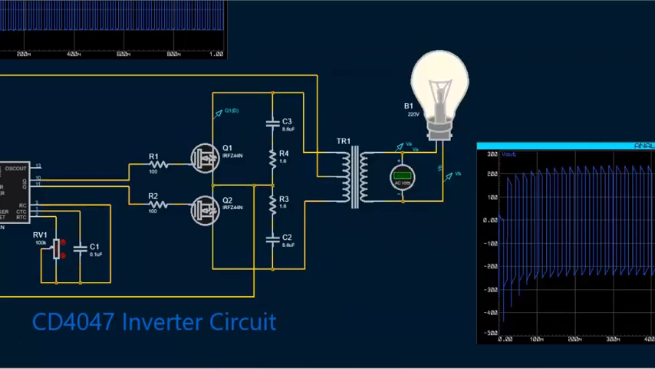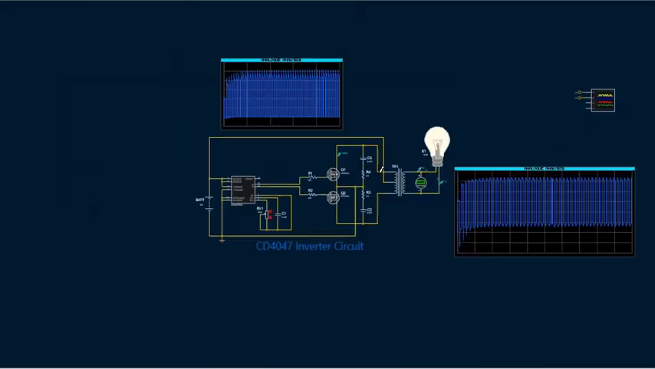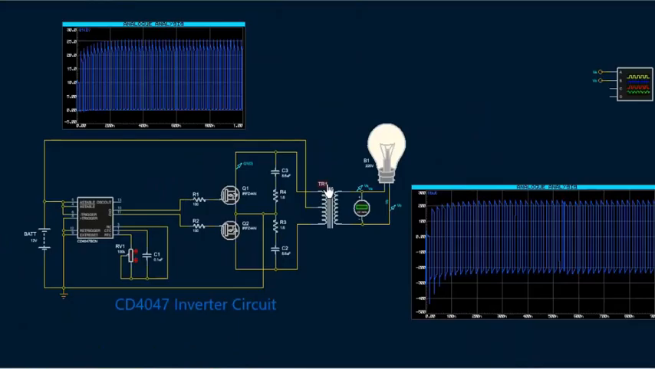That's it. The demonstration of the RC snubber circuit role in the inverter circuit is complete. I hope you learned how the snubber circuit works.